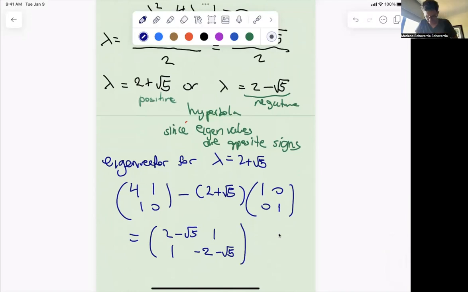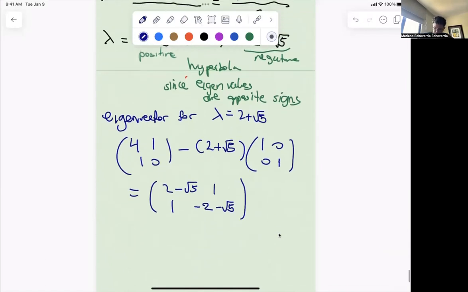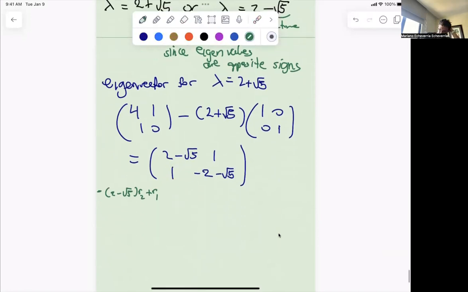Okay, and then the easiest thing here to find this null space is to do, let's see, -2 minus root of 5 times row 1 plus row 2, because there's already a 1 here, so just take advantage of that one. So if you do that, then this is 1.